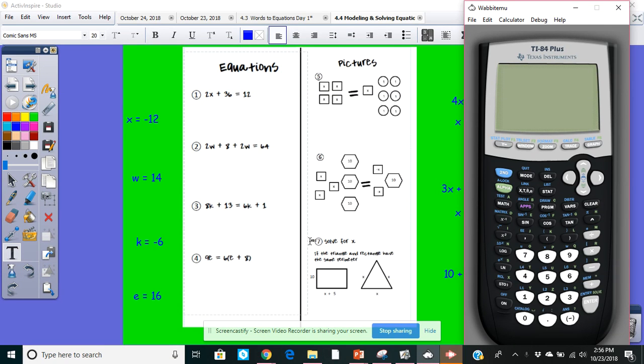This video is for equations and pictures. So we're going to solve some equations and then we're going to model some equations. So remember on your calculator to solve equations, you're going to type both sides of the equations into y equals.